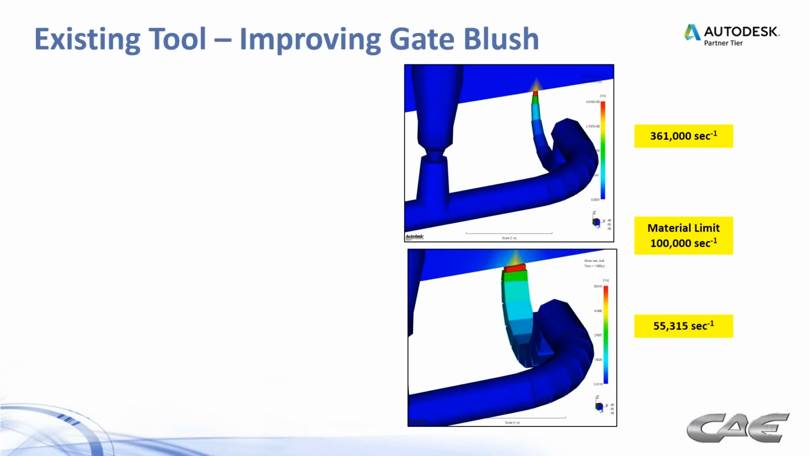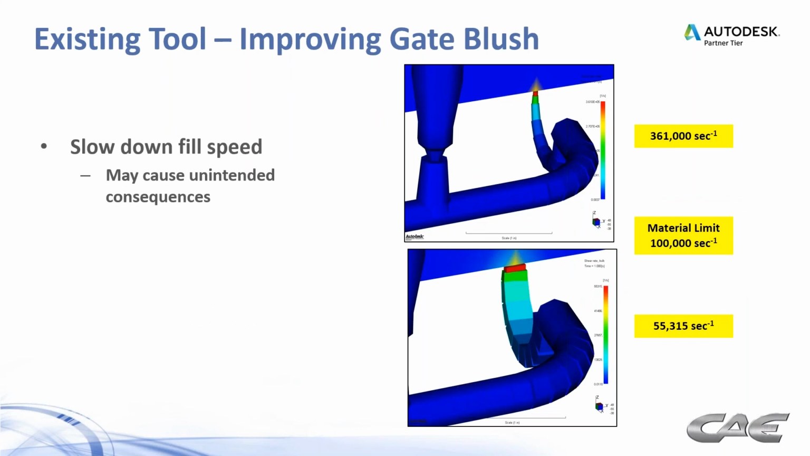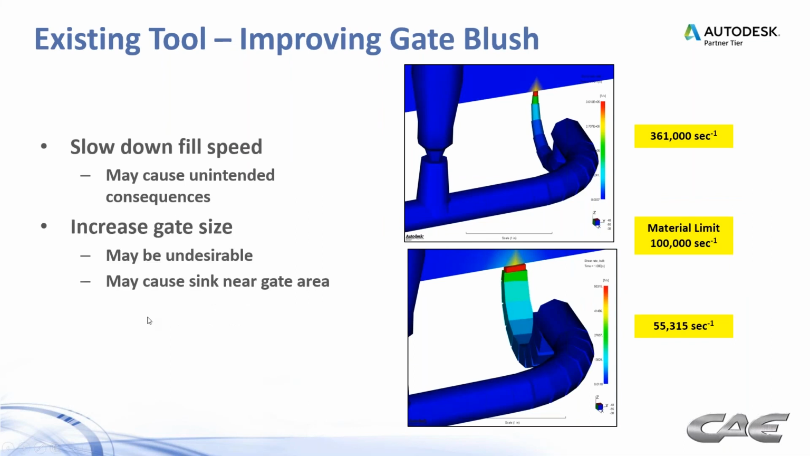Here's just a quick example of changing gate size. You could slow down the fill speed. Again, that could cause some unintended consequences. It's typically best to increase the gate size. That may or may not be undesirable from an aesthetic standpoint if it's leaving a large gate vestige. Larger gates could also cause some sink issues near the gates as well.